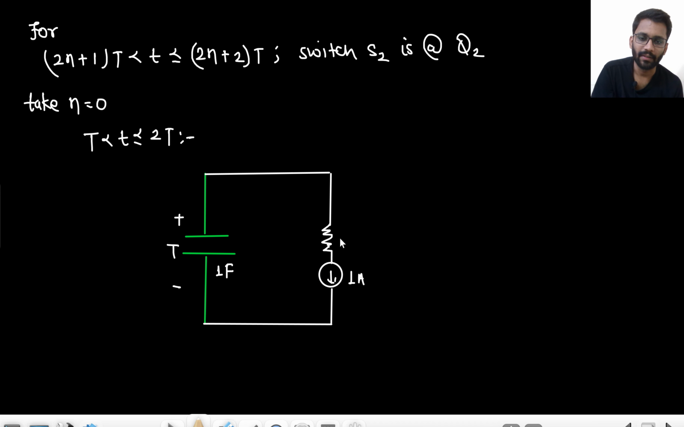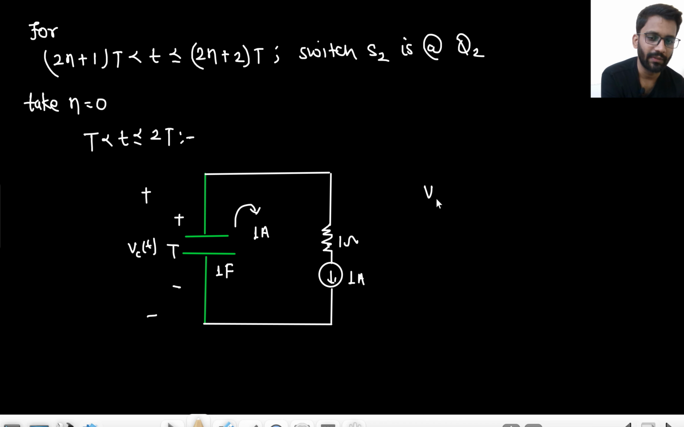This is 1 ampere, this is 1 ohm. Now this 1 ampere current is flowing here. Now you need to write down the VCT value. So we will write down the VCT value, that is T voltage it is already having. Now the current is flowing out of the capacitor, so it will discharge the capacitor.